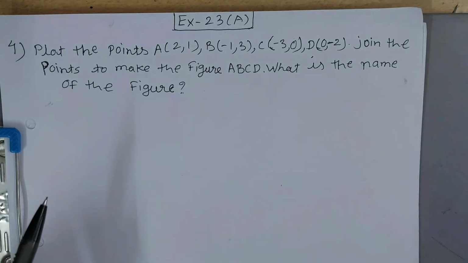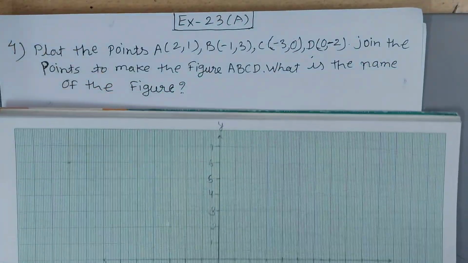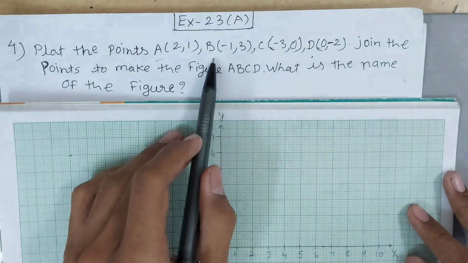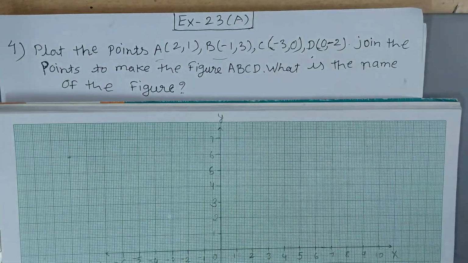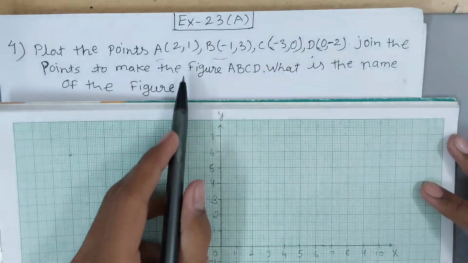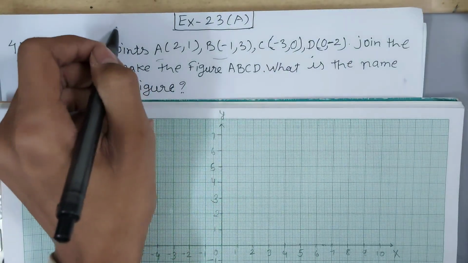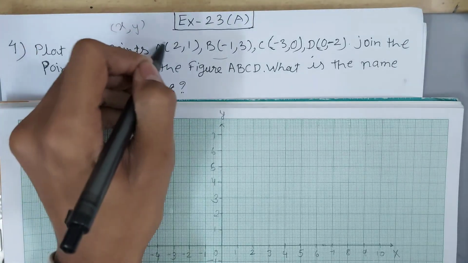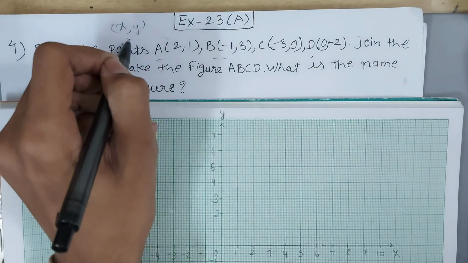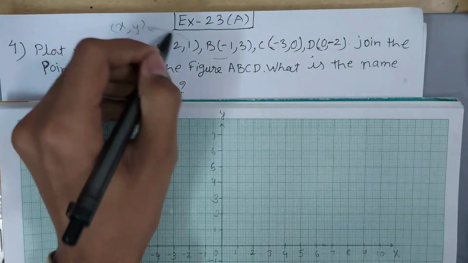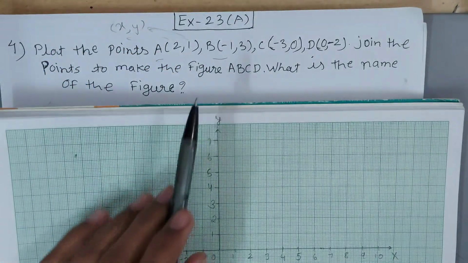Fine. So without any ado, I have prepared this axis, the graph, and we have to join these points together. First we have to plot them and then we have to join them, A, B, C and D. What is A? A is (2, 1), and as I told you, we have to follow the alphabetical order x, y. So the first number represents the x-axis, similarly the second number represents the y-axis. So that way we will be doing this.